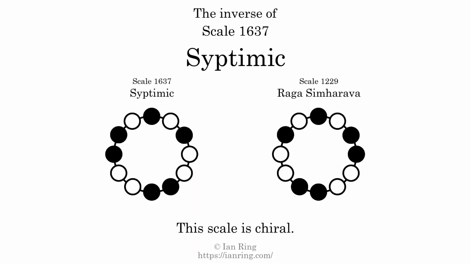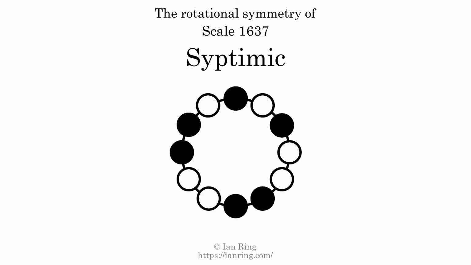The inverse of a scale is a mirror image. It is what you get when the sequence of intervals is reversed. The inverse of this scale is scale 1229, also known as Raga Simhariva. This scale is chiral. It cannot transform into its inverse by rotational transformation. This scale has no rotational symmetry.